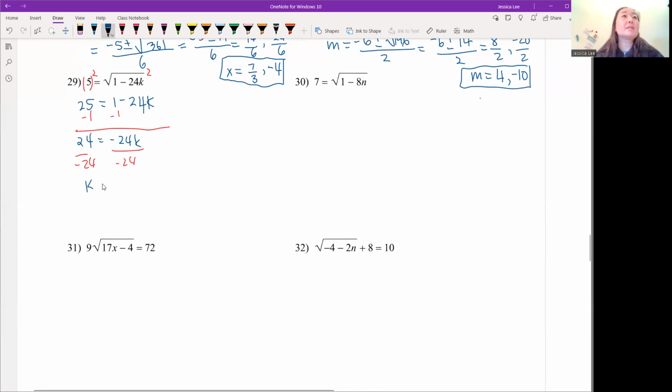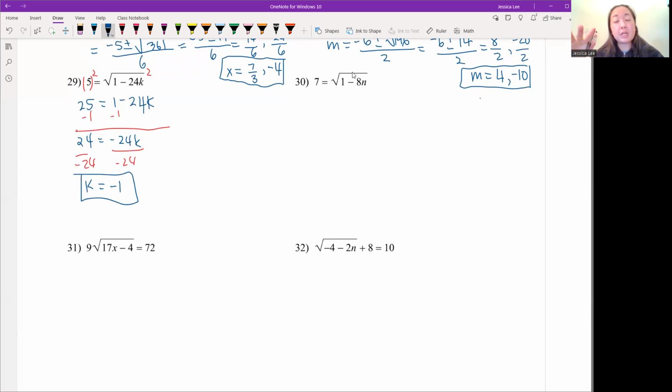And we get k is equal to negative 1. We do have some restrictions in here because inside the radical, we cannot have negative numbers. We could have 0. We can't have negative numbers. So we just need to make sure we check that. So negative 1 times negative 24 is going to be positive 24. So that's going to keep that positive. So we're good to go.